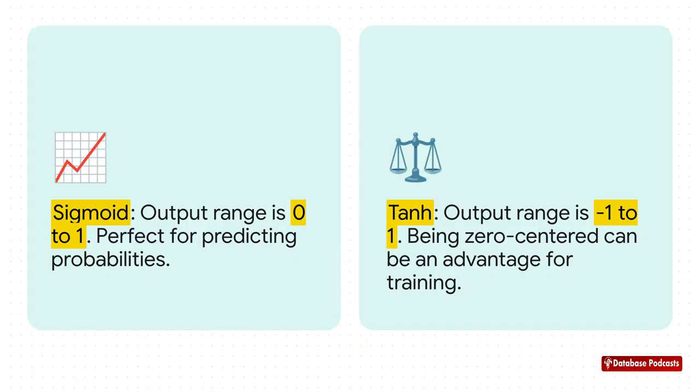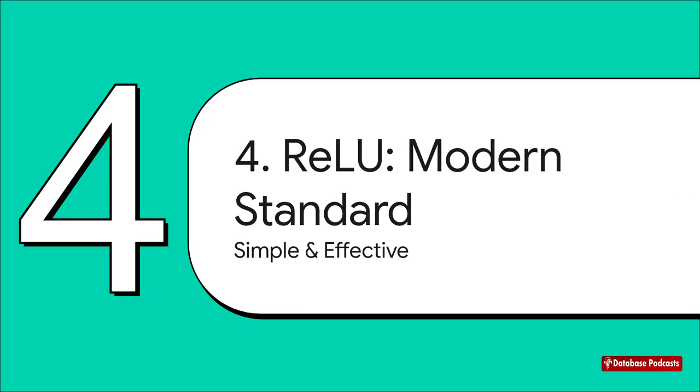Tanh's output, on the other hand, is centered around 0. And having that 0-centered output can actually help the network learn a bit more efficiently because the signals getting passed between layers are more balanced. Now, those S-shaped functions were great, but they had some issues that could really slow down learning, especially in super deep networks. So this led researchers to something way, way simpler.